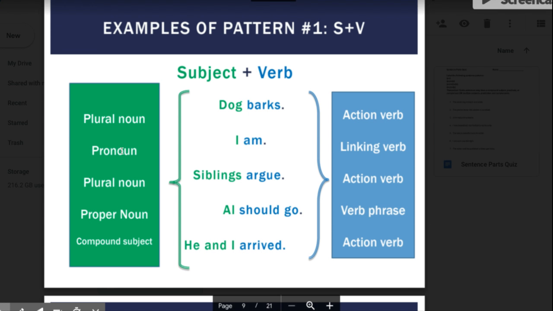Pronoun takes the place of a noun, like I, they, she, he, we, anything like that. Those are pronouns. They take the place. And then plural, like I said, is more than one. You can have any of those. And then you have action verb, linking verb. Remember, am, is, are, was, were, be, being, been. Am is a linking verb. Action verb, a verb phrase. This is when verbs are together. So you have more than one verb. It's including those helping verbs right here. Should, go. Helping verbs are with it.